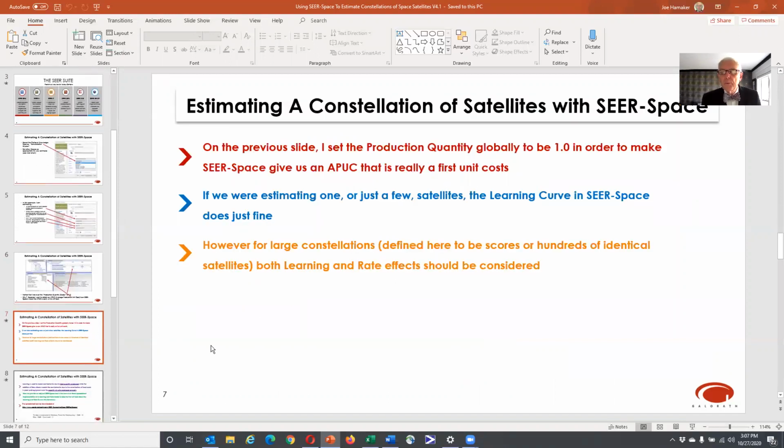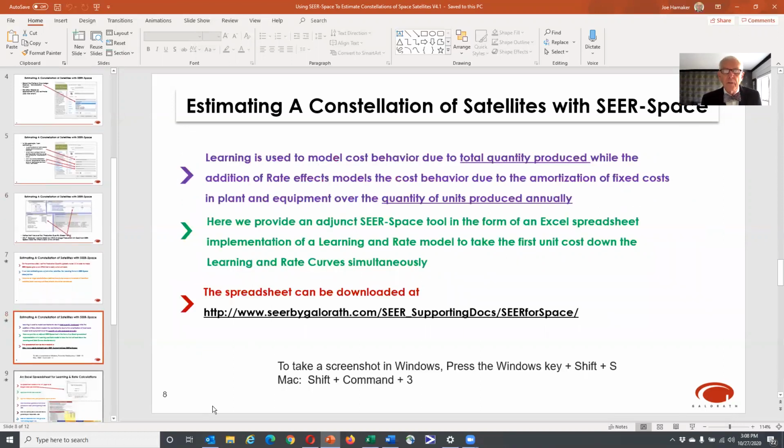So I set the production at 1 in order to make SEER Space give us an APUC that's really a first unit cost. If we were estimating just a few satellites, the learning curve in SEER Space does just fine. However, for large constellations, and here I've defined that, as I said earlier, to be double-digit numbers of satellites up to hundreds, we want to take into account both learning and rate effects. I'll explain that on the next chart.